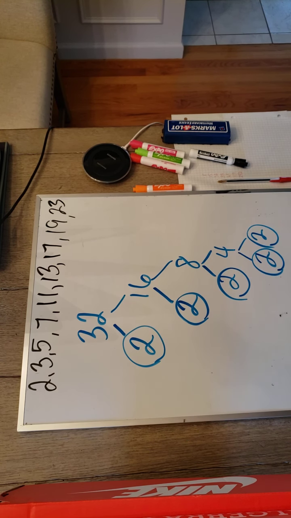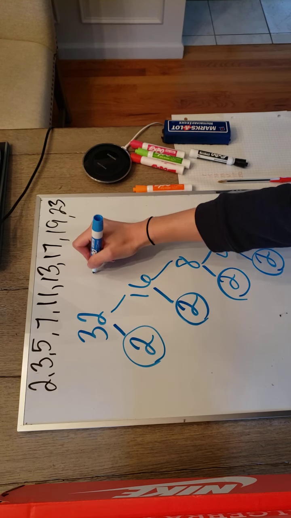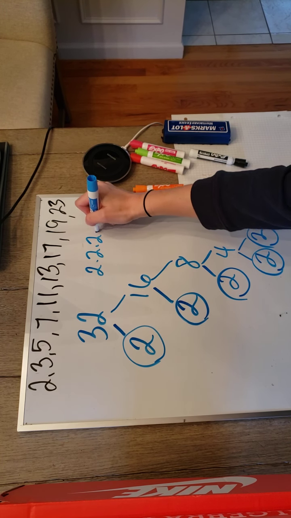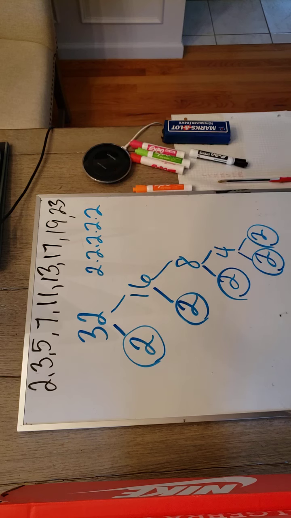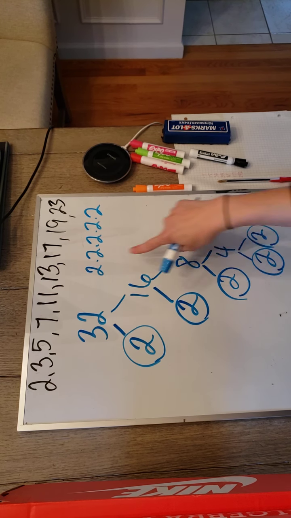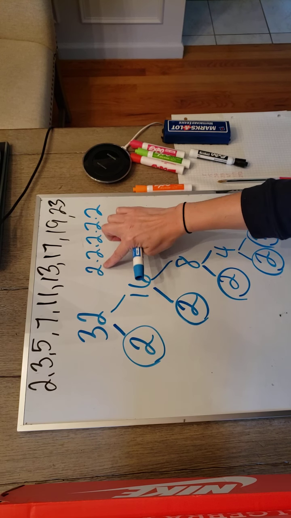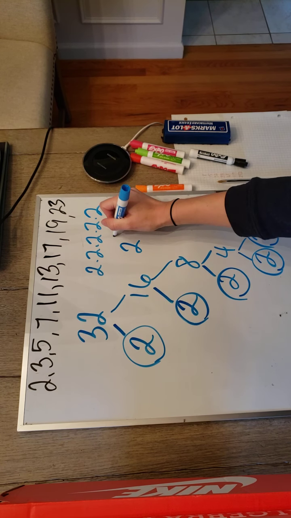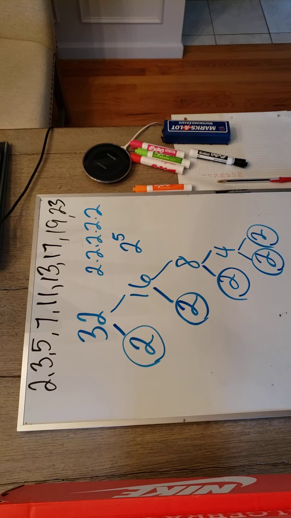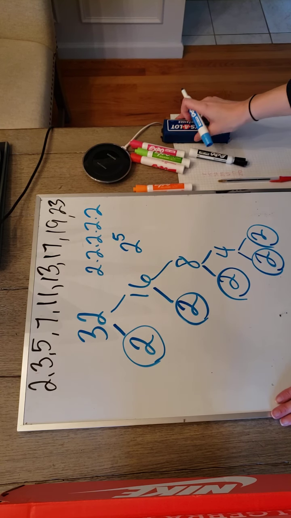List your circles from small to big. In this case, they're all the same number. And there are 5 of them. Since they're all the same number, your base is 2. Your exponent is 5 because there's 5 of them.